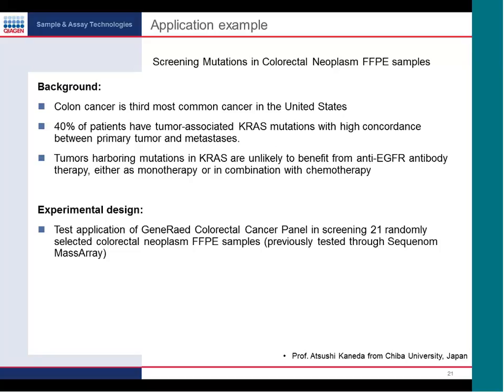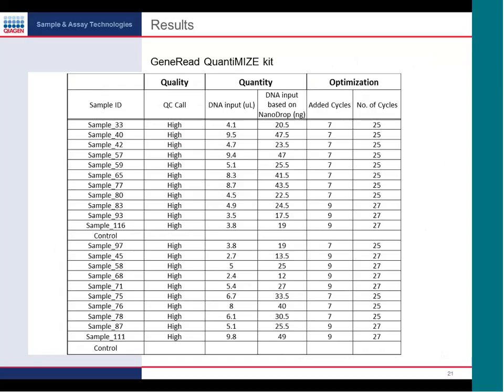So what we have done in this case study is use our GeneRead colorectal cancer panel to screen 21 randomly selected colorectal FFPE samples, which were previously tested through Sequenom MassARRAY. And here are the results. I would like to show you the results starting with the GeneRead QuantiMIZE kit.